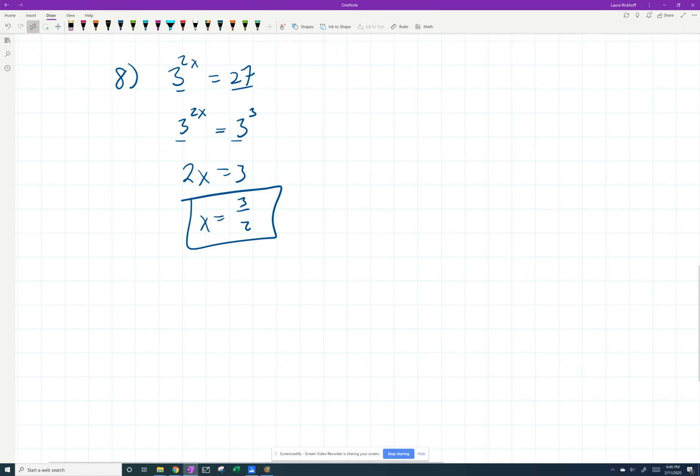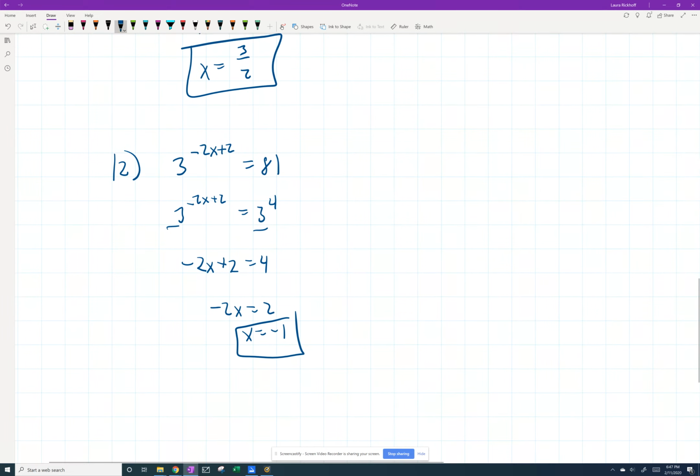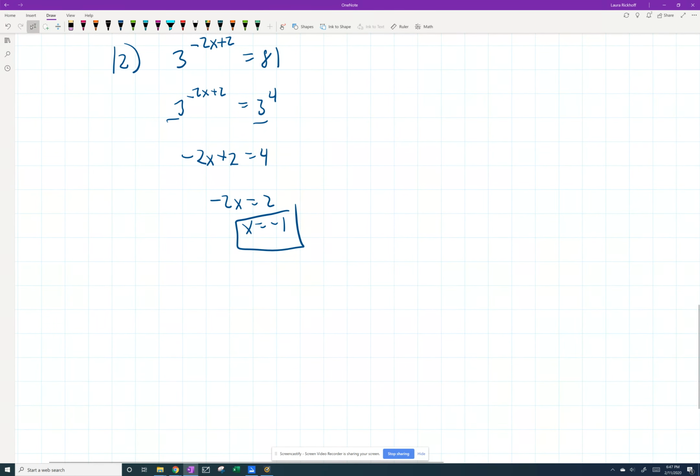If I skip down to number 12, that's not even that interesting, but that's okay, we'll do it anyway. It equals 81. Again, we can write 81 as 3 to the fourth. So if the bases are the same, the exponents had better be the same, and then you just solve the baby equation that comes out of there. No big deal. They didn't try to do anything weird.